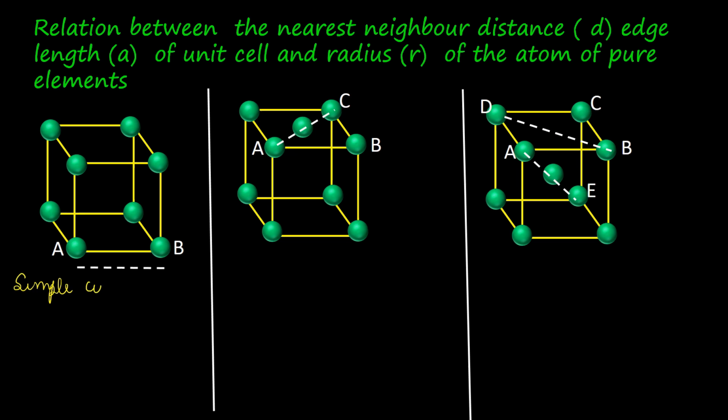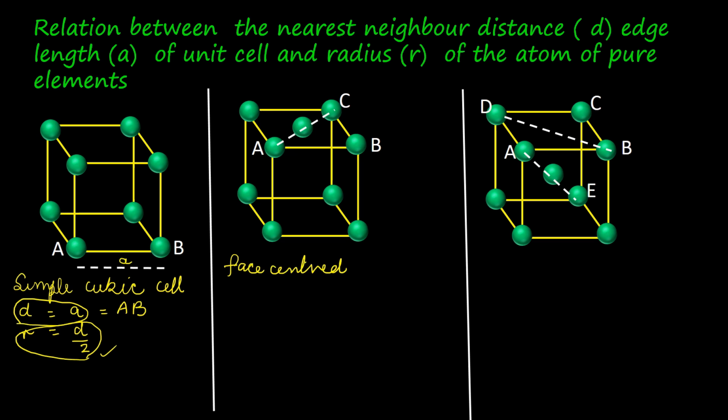Okay. For simple cubic unit cell, the distance AB shown as white dotted line is the edge length a. It is the distance from the center of the particle A to center of the particle B. In space filling structure, they are touching each other. So that is the distance between the nearest particles d. So d is equal to a, also equal to 2r. So therefore r is equal to d by 2. So for simple cubic unit cell, d is equal to a and r is equal to d by 2.